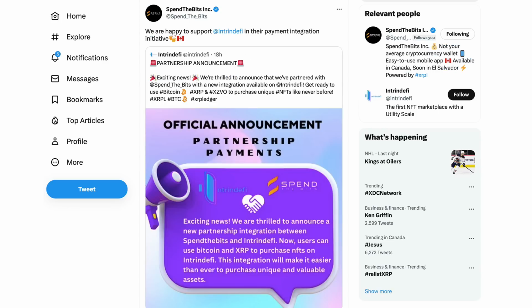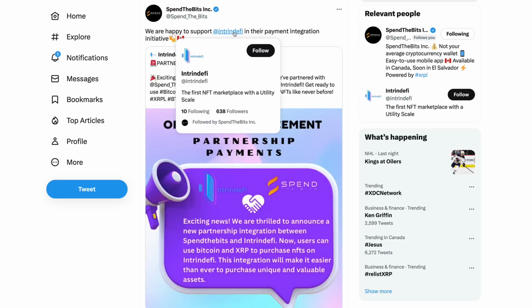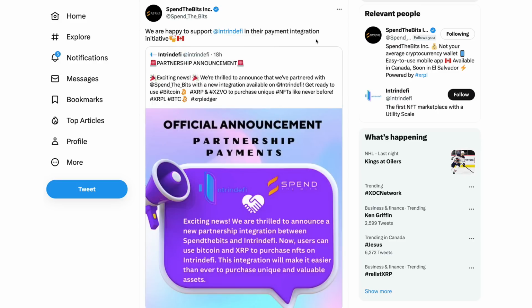Spend the Bits has just announced another payment integration we are happy to support in Intrindify, a new NFT marketplace, in their payment integration initiative. So Intrindify did post this partnership announcement, exciting news. We're thrilled to announce that we have partnered with Spend the Bits with a new integration available on Intrindify, ready to use Bitcoin, XRP, and XZVO to purchase unique NFTs like never before, guys.